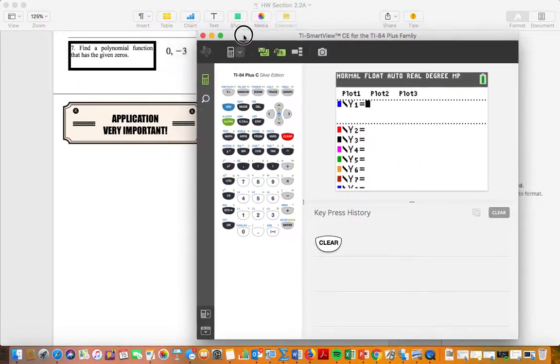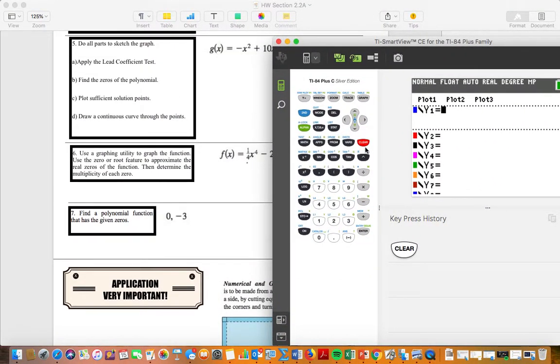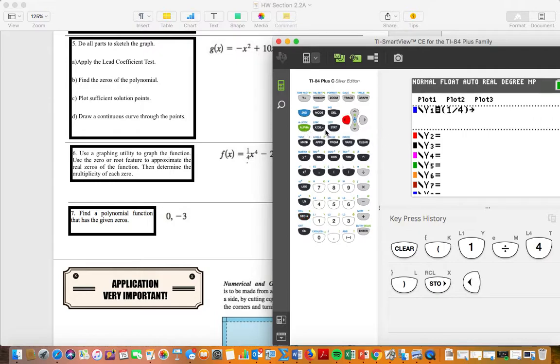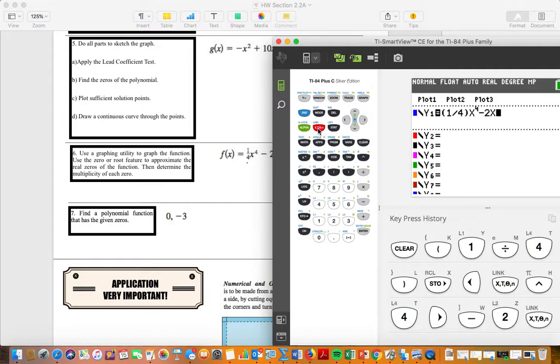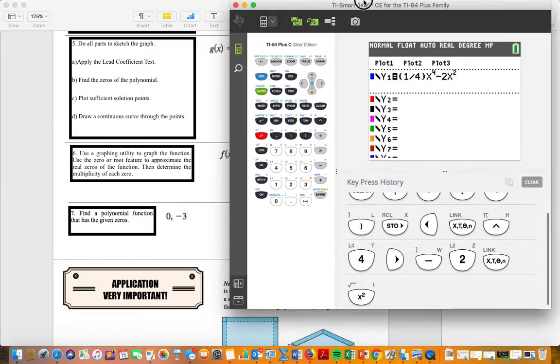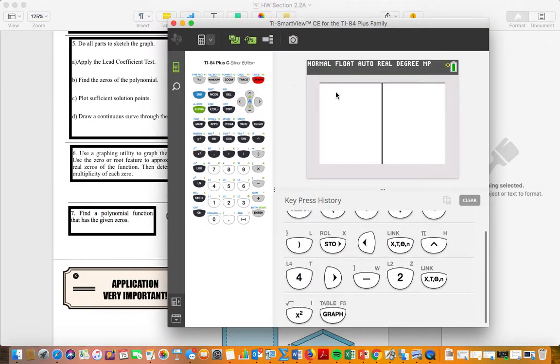Okay, let's go over here. Let's just put in 1/4 x to the 4th. So we'll put parentheses 1 divided by 4, x, put x right here, to the 4th minus 2x squared, I think it is. Okay, so it did say to use a graphing calculator. Okay, so go to graph. It might look kind of weird if it's anything like mine here.